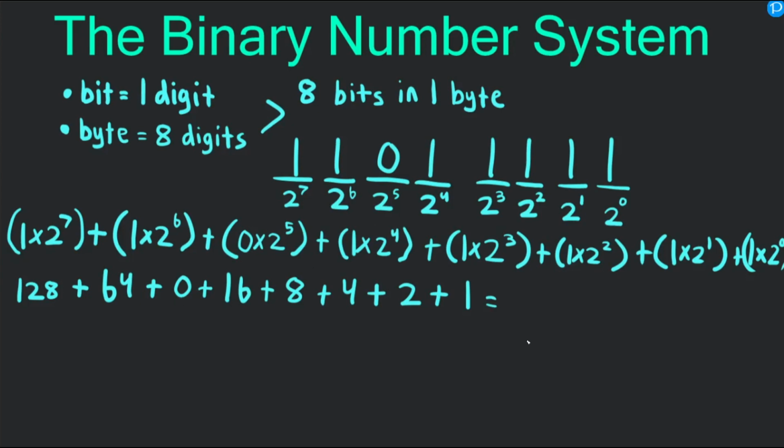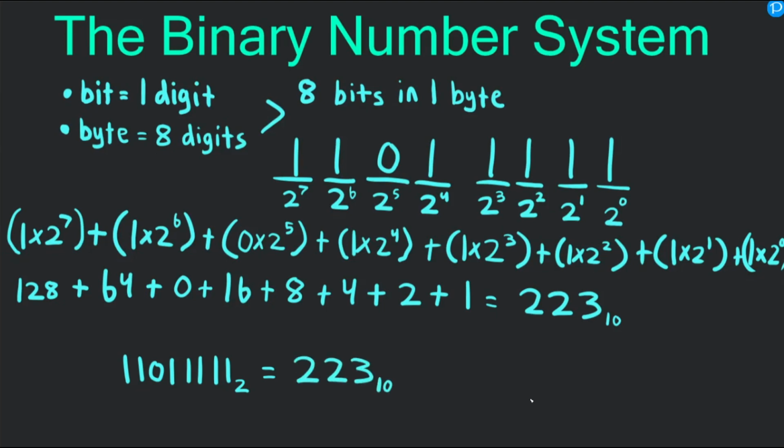I'm going to use a calculator to add all these up. No need to make it unnecessarily complicated. And this will equal 223. I'm going to write the base 10 since we converted it to decimal. Therefore, the binary number 11011111 base 2 is equal to the decimal number 223, base 10.